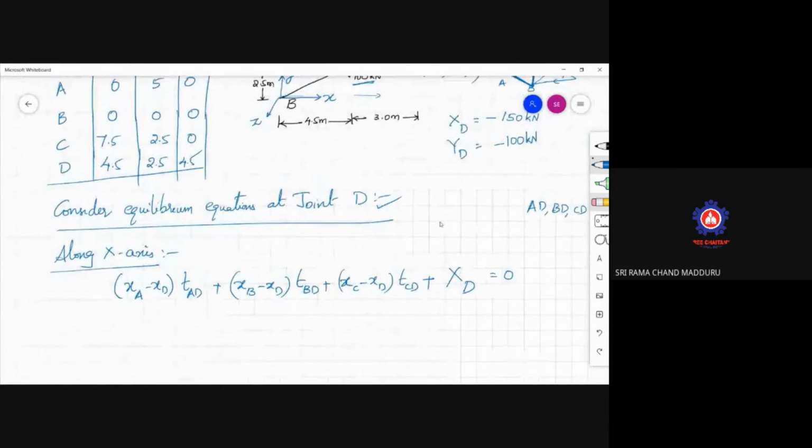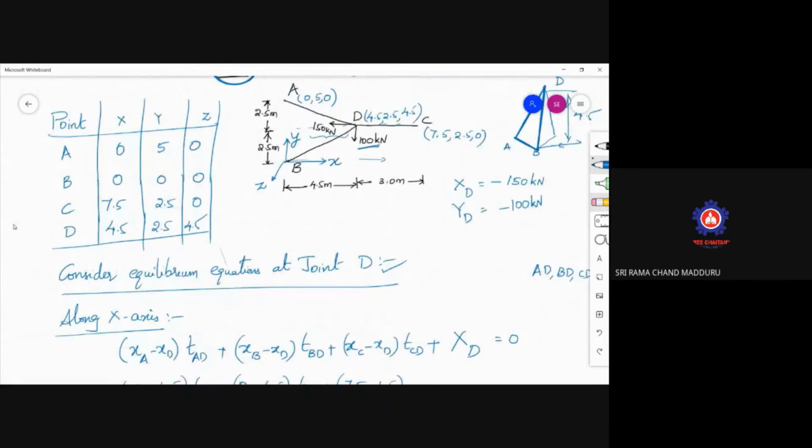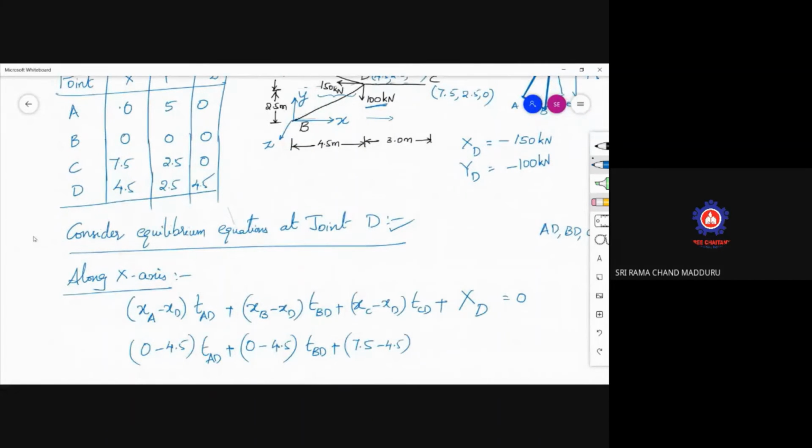Substitute the values here in the equation. XA is 0, minus 4.5 into TAD, plus XB is 0, minus 4.5 into TBD, plus 7.5 minus 4.5. Just substitute the coordinates that you got along x direction, XA, XB, XC, XD. That's it. Into TCD. This is minus 150 is equal to 0.